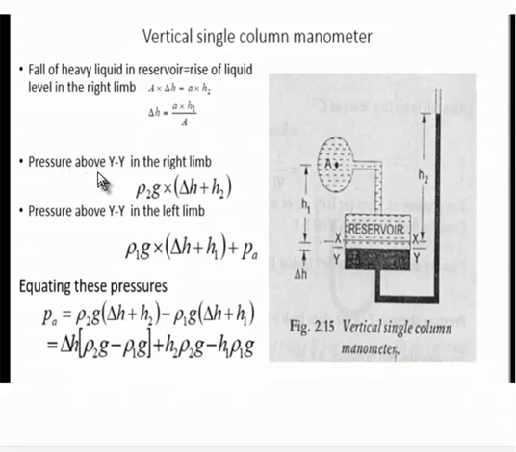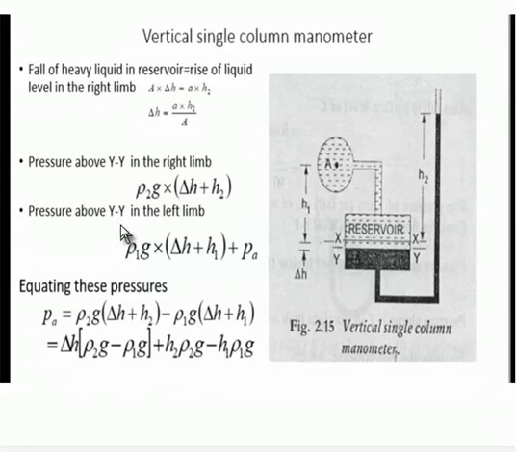The pressure above the YY line in the right limb is given by rho 2 g into (delta H plus H2). This is the pressure above the YY line: (delta H plus H2) into rho 2 g.